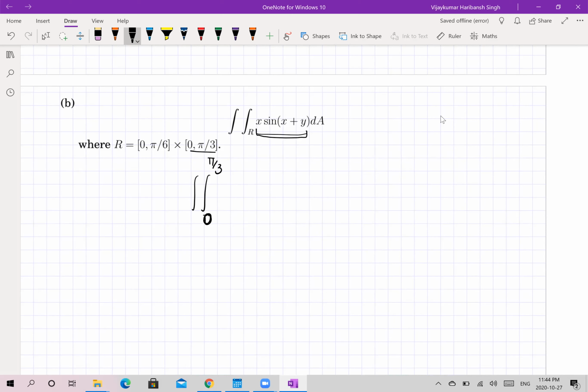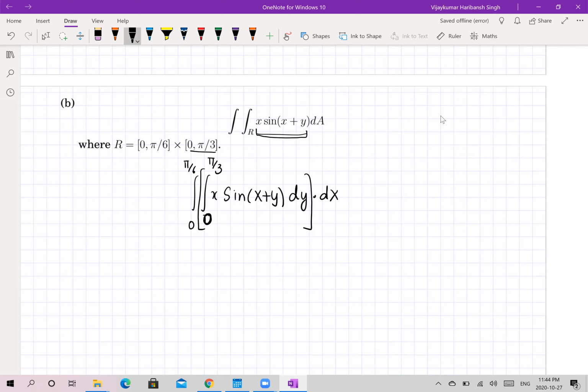0 to pi by 3, this is what y is changing from, of x sine of x plus y dy, and then my x is changing from 0 to pi by 6 dx. So I'm writing this as an iterated integral.